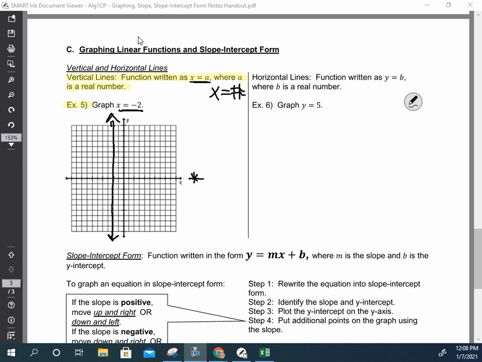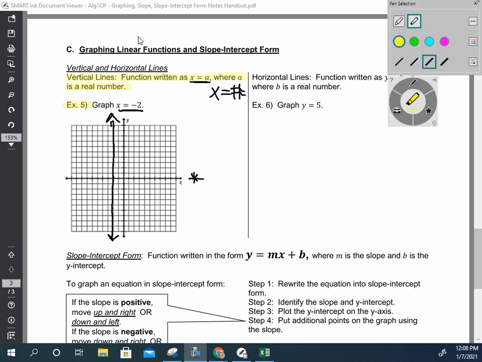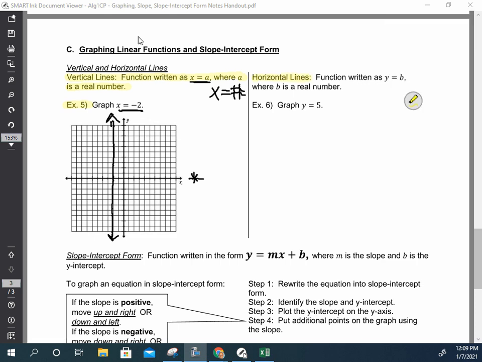So now let's do a horizontal line. Again, if you're looking for clues to what you should have in your notes, look for what I highlight. Those are clues for you. So horizontal lines is y equals a number.